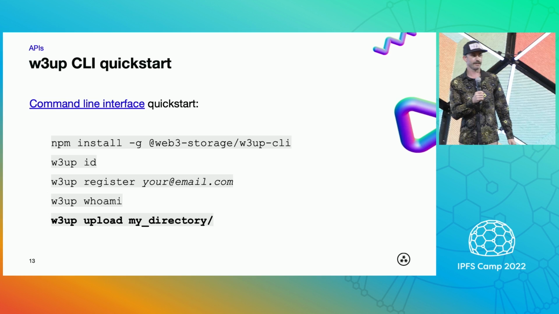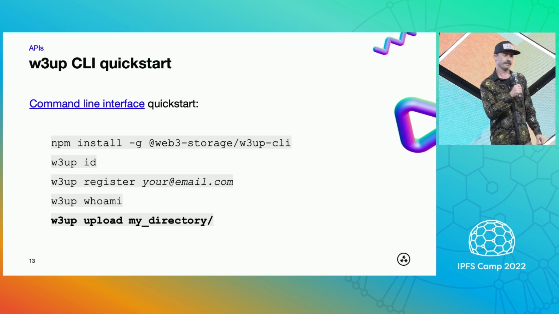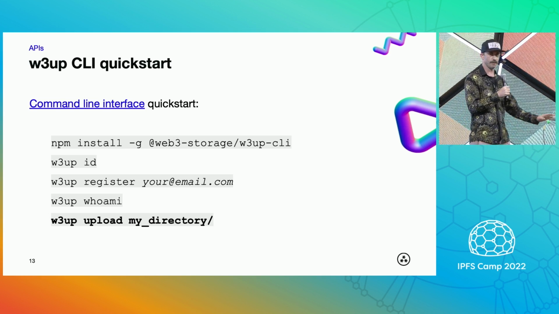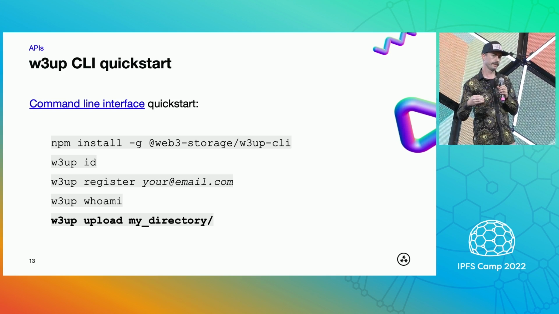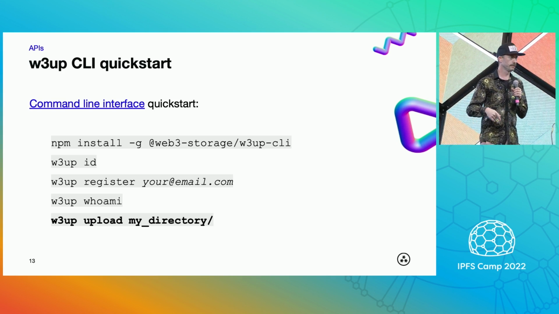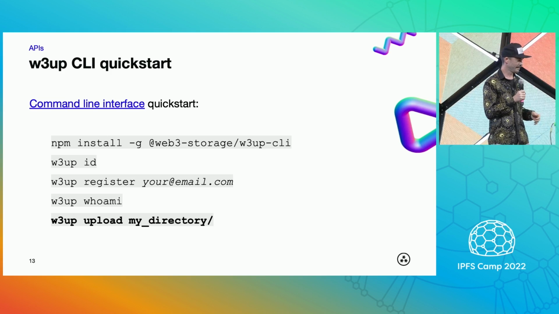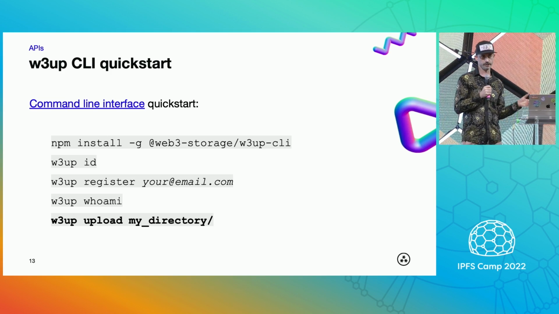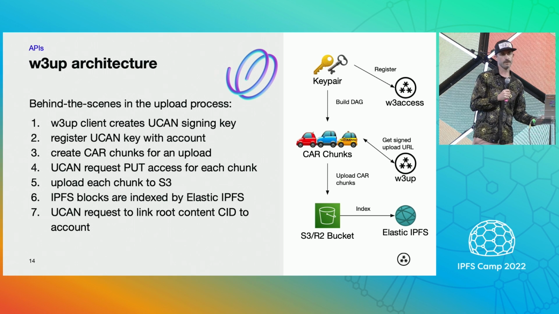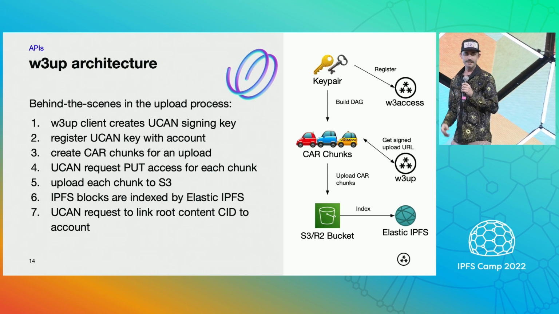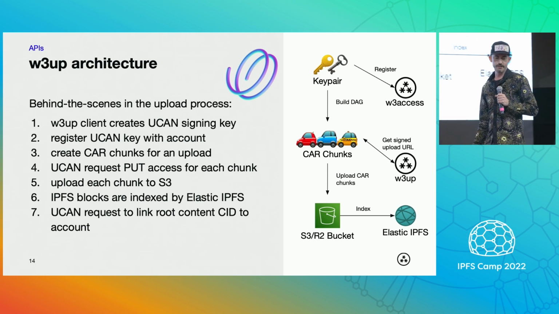Here's a quick start. Don't do this now unless you really, really want to, because come back tomorrow for the workshop. But what we'll do is we'll get you set up with a cryptographic identifier on your terminal that you can use to run uploads. And then later on in the workshop, we'll show you how you can link accounts together using that. This is what happens when you do an upload.